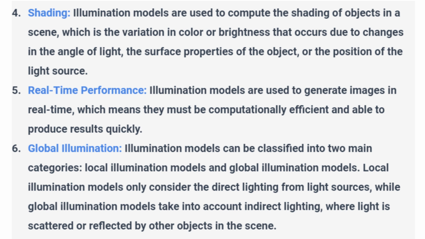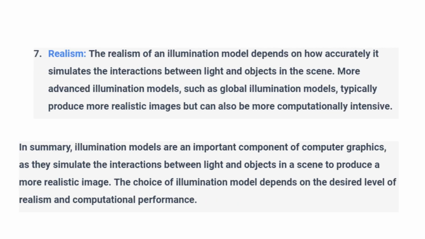Illumination models can be classified into two main categories: local illumination models and global illumination models. Local illumination models only consider the direct lighting from light sources, while global illumination models take into account indirect lighting, where light is scattered or reflected by other objects in the scene.